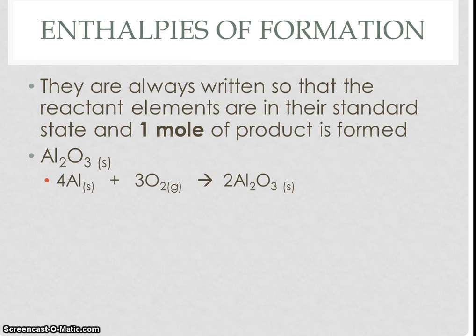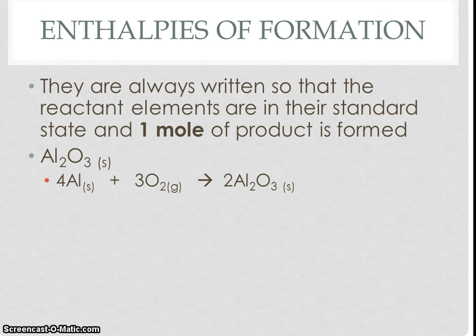Now when we balance this equation, we're going to put a 4 in front of the aluminum, a 3 in front of the oxygen, and a 2 in front of the aluminum oxide. And notice that everything is in its standard state. Aluminum is a solid, oxygen is a gas, and aluminum oxide is a solid.